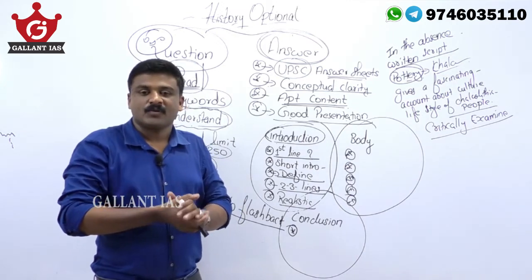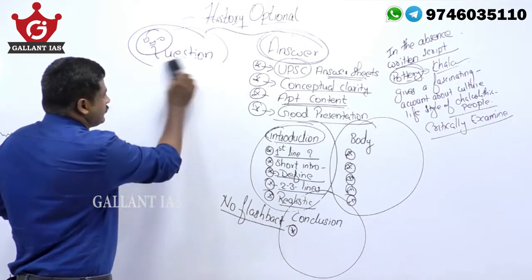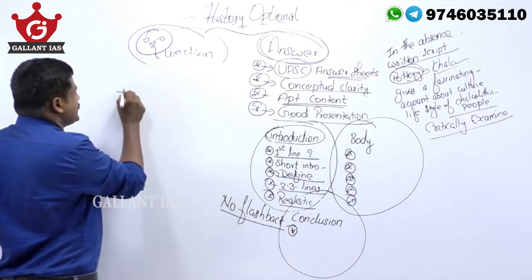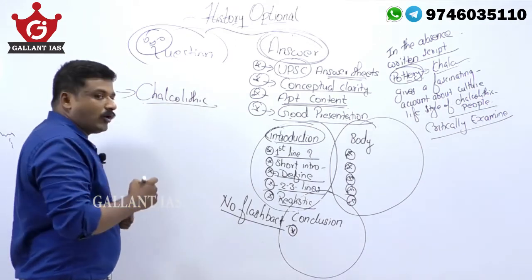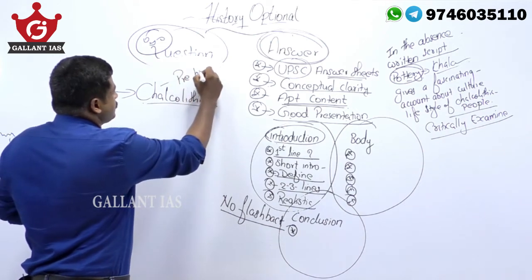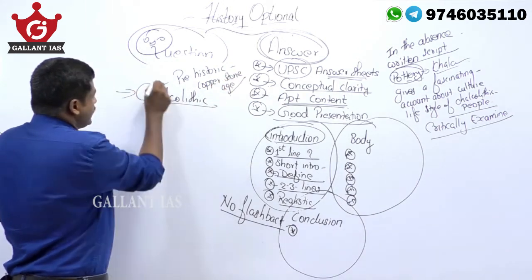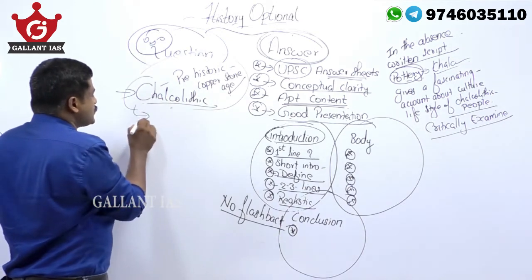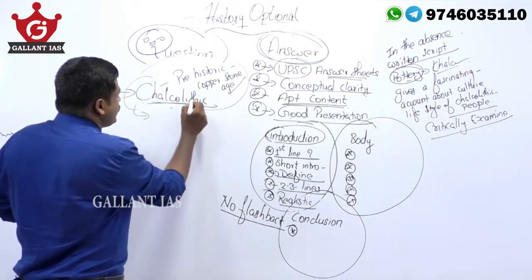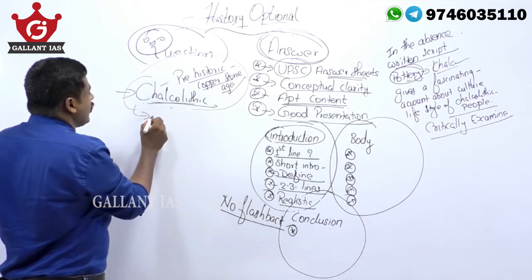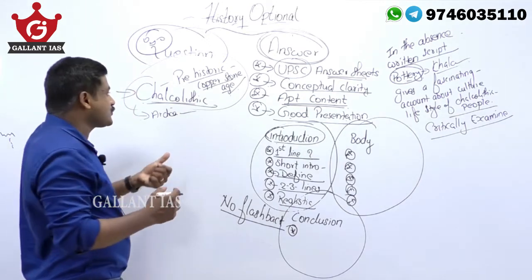What must be your intro? In the introduction you will be defining what is that Chalcolithic age. This is a prehistoric copper stone age. This was a transition age between Neolithic and the Indus or Bronze Age. And here only archaeological evidences are available in order to understand this culture. This was a prehistoric copper stone age.